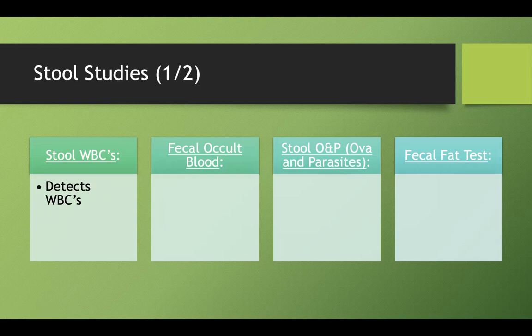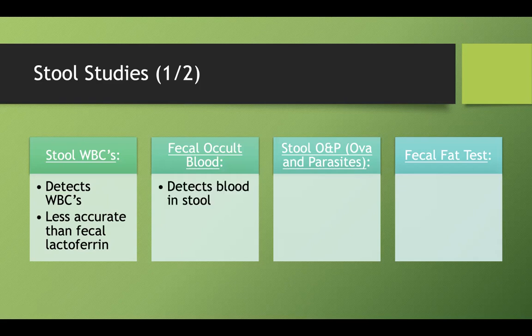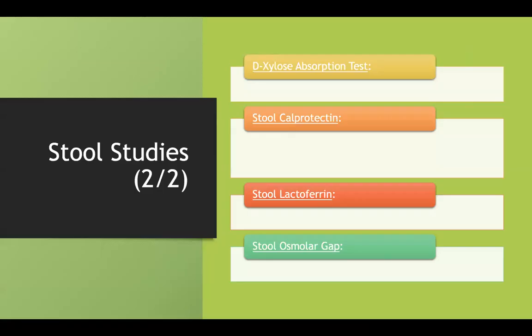As the name suggests on this slide, it's pretty straightforward. Your stool white blood cells test will literally just detect white blood cells in your stool. I'm going to talk about another test later called fecal lactoferrin, which is a little bit more accurate in assessing whether there are any inflammatory cells in your stool. Your fecal occult blood test will detect blood. Your stool ova and parasite test detects parasites like helminths, and your fecal fat test will detect fat. Those are the ones you've probably heard of before.